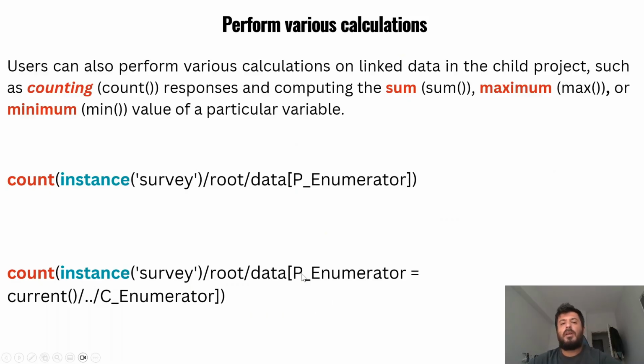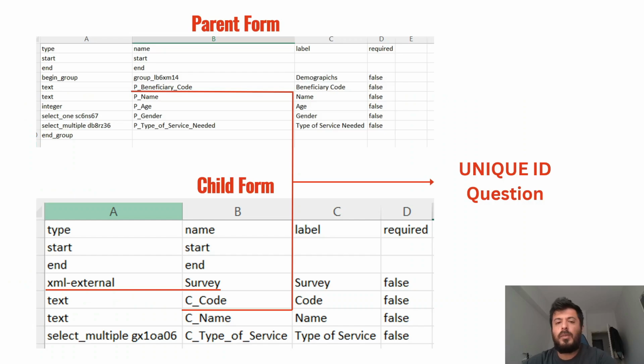If you would like to apply some filtering, if you don't want to count all the values but specific enumerator values, what you can do is, between the curly brackets we used here, add an equal sign, then add current, keeping this structure: current, open parenthesis, close parenthesis, slash 2, dot, slash. Then we check the matching value. Like I mentioned, this is the unique ID.